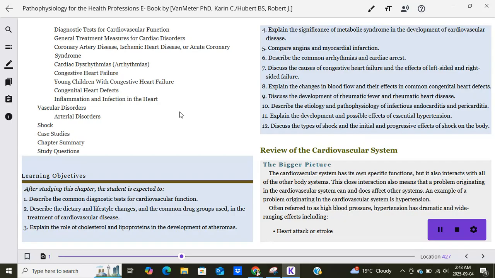Review of the Cardiovascular System: Heart, Blood pressure, Heart disorders.